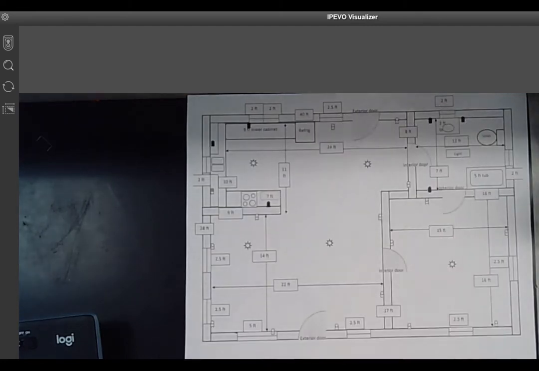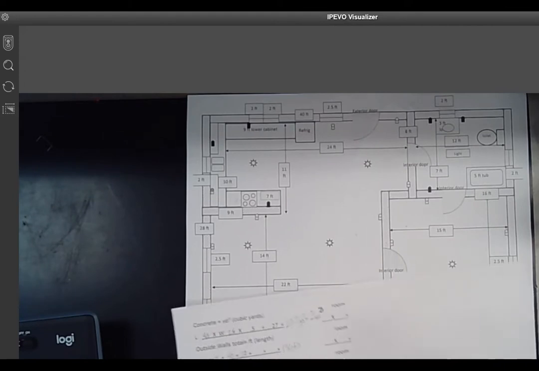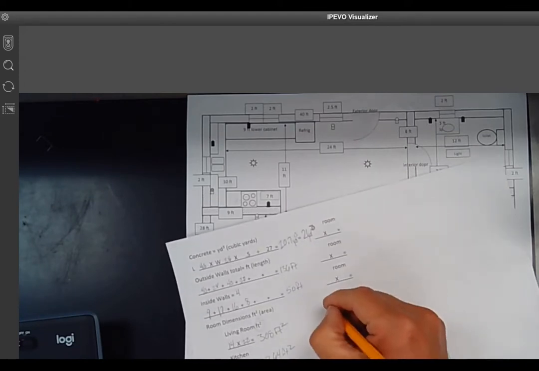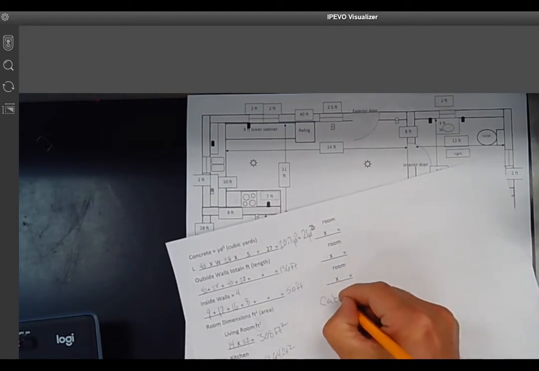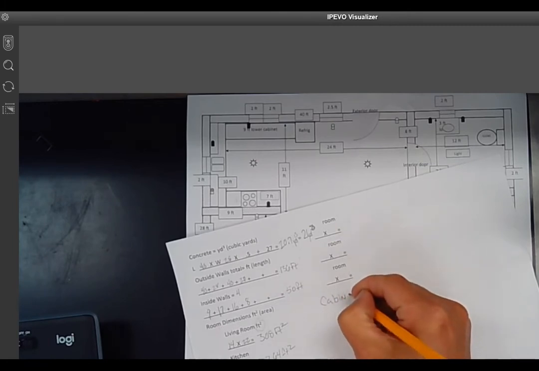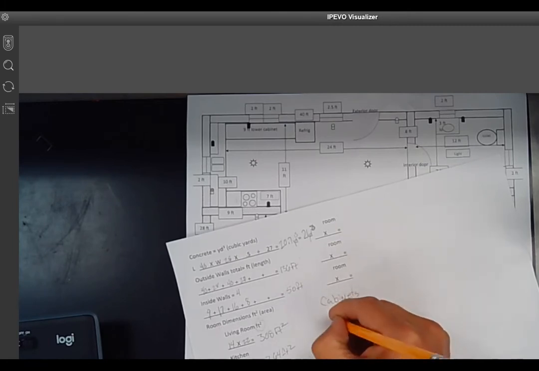Now, other things that I want to do. I want to do cabinets. In cabinets, we have uppers and lowers.